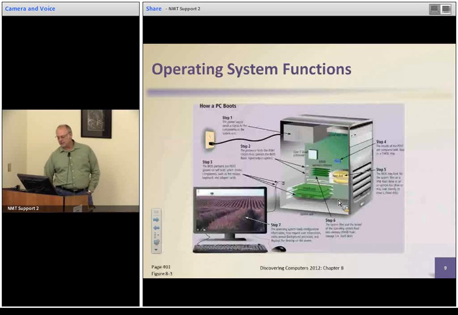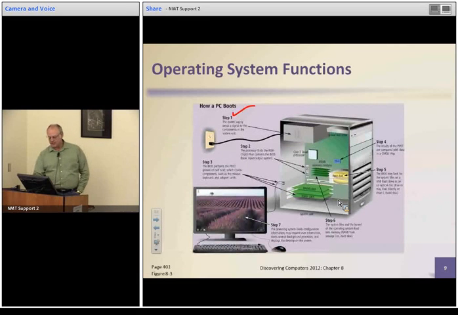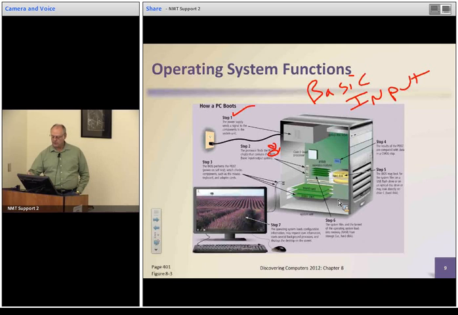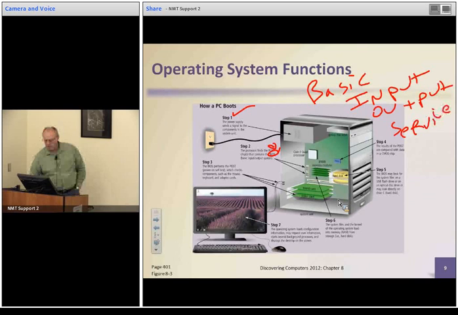Okay, and here's the steps a PC goes through. Power supply, step one. Processor, the chip, finds ROM, loads the BIOS, basic input-output service or software, which is what gets the computer started. It does a POST. I'm sorry, I skipped this one over here. The POST, power-on self-test, that's what POST is. Checks all the components on the system.